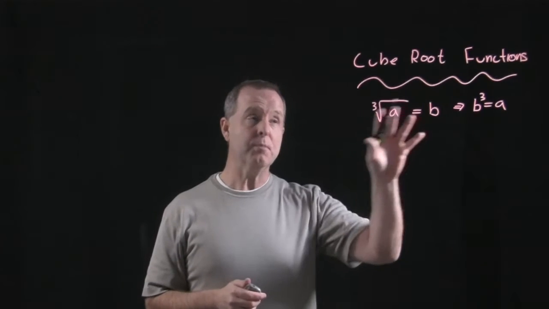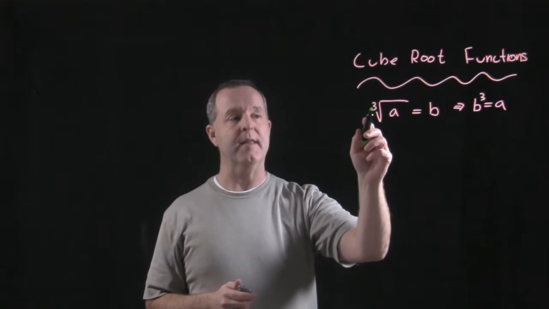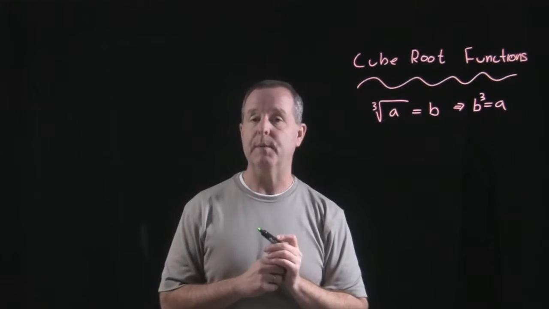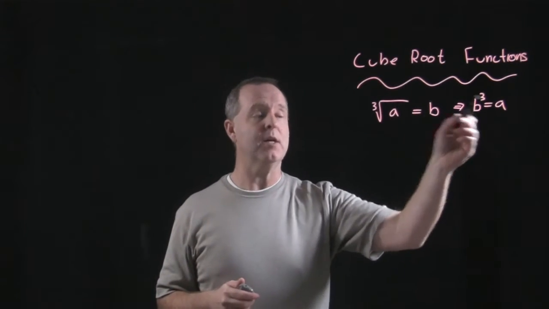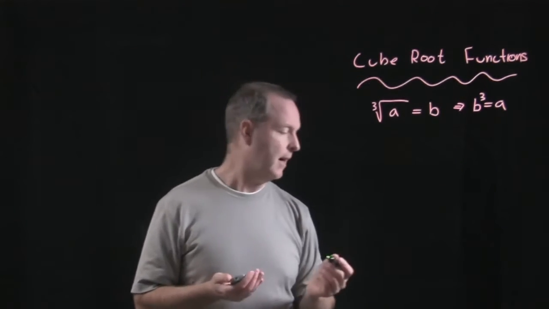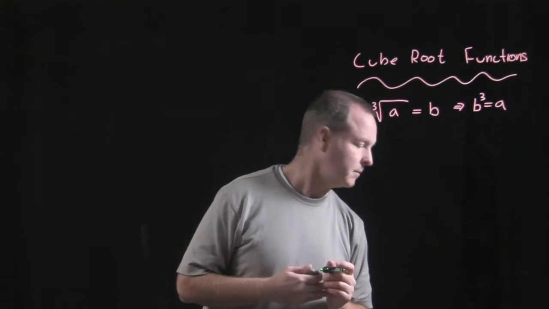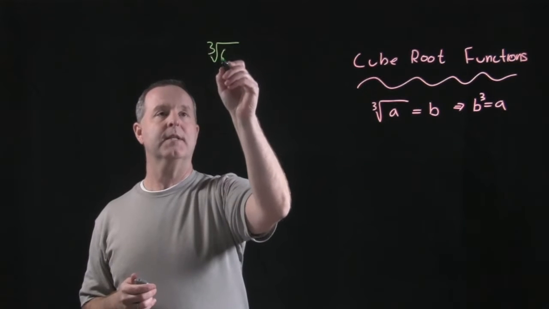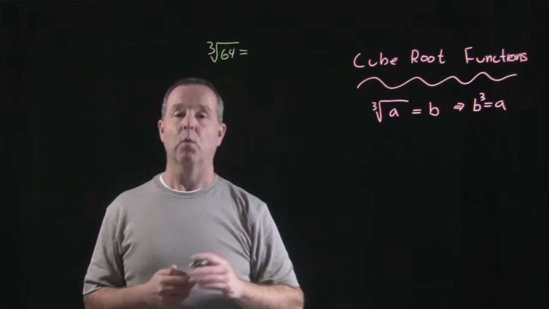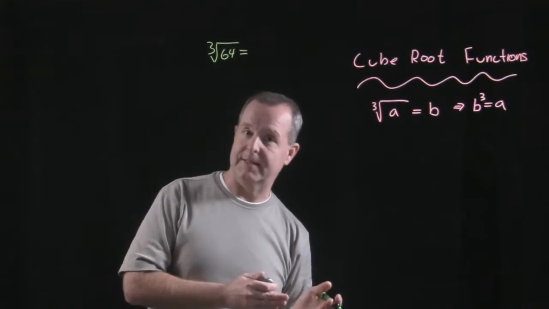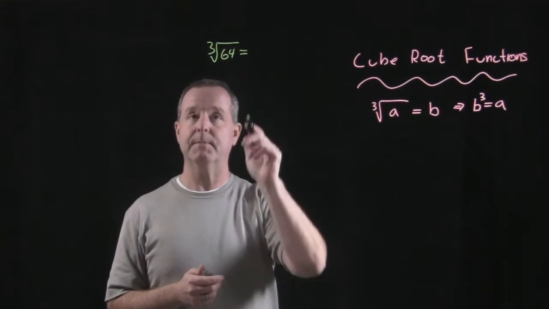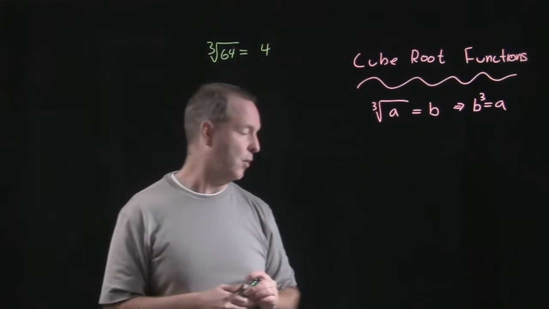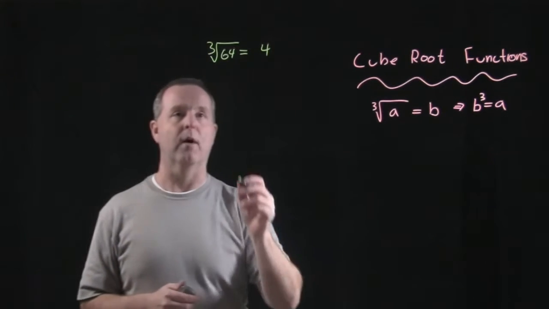We can look at cube root functions. A cube root function is where the index is a 3, such that the cube root of a equals some b, which also means that b cubed equals a. An example would be the cube root of 64. What times itself 3 times produces a 64? That would be a 4, because 4 times 4 times 4 equals 64.